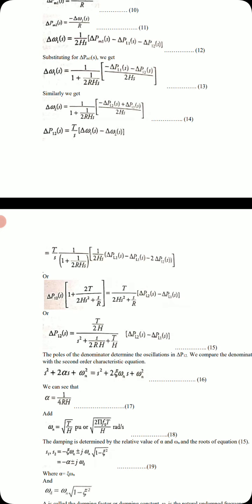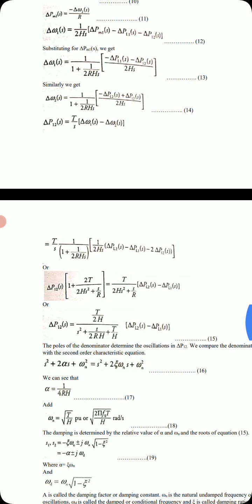The standard second order is s square plus 2 zeta omega n s plus omega n square, which you know from control systems. Comparing with this, we can write s square plus 2 alpha s plus omega n square. So alpha is equal to 1 over 4RH, comparing these two equations, because 1 over 2RHs is there. So 2 alpha s means 1 by 4RH, we can take alpha, and omega n is given by the square root of T by H, or since we want it in radians per second, the square root of 2 pi f naught T by H.